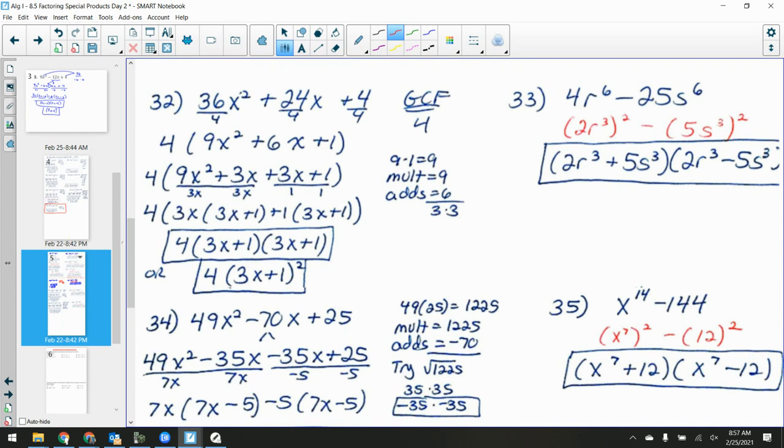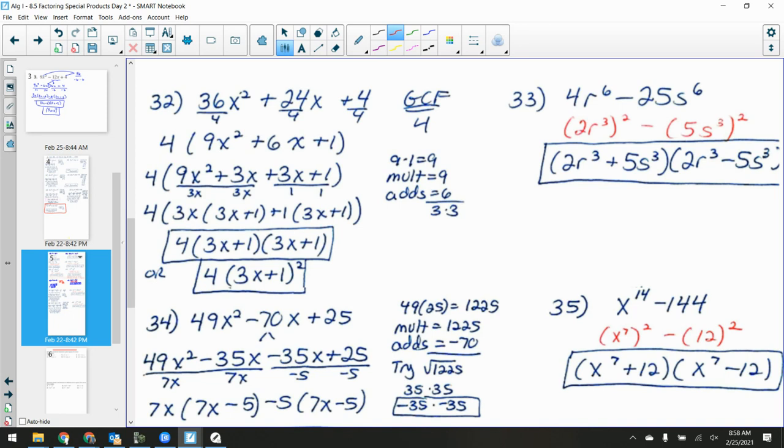For 32, you got to pull out your GCF of 4 before you work with the inner trinomial. You pull out the 4, you get 9x squared plus 6x plus 1, which factors into 3 and 3. So you get 4 and then 3x plus 1, 3x plus 1. Guys, make sure that 4 does not vanish into thin air. You got to keep your GCF out front. That's why I always say arrow it down.